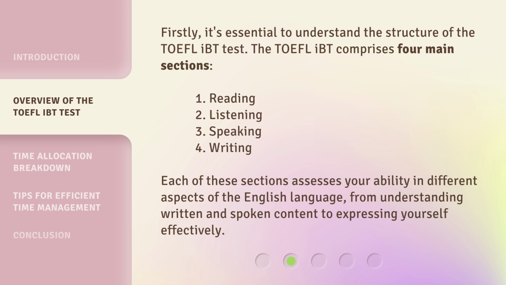Firstly, it's essential to understand the structure of the TOEFL iBT test. The TOEFL iBT comprises 4 main sections. 1. Reading. 2. Listening. 3. Speaking. 4. Writing. Each of these sections assesses your ability in different aspects of the English language, from understanding written and spoken content to expressing yourself effectively.